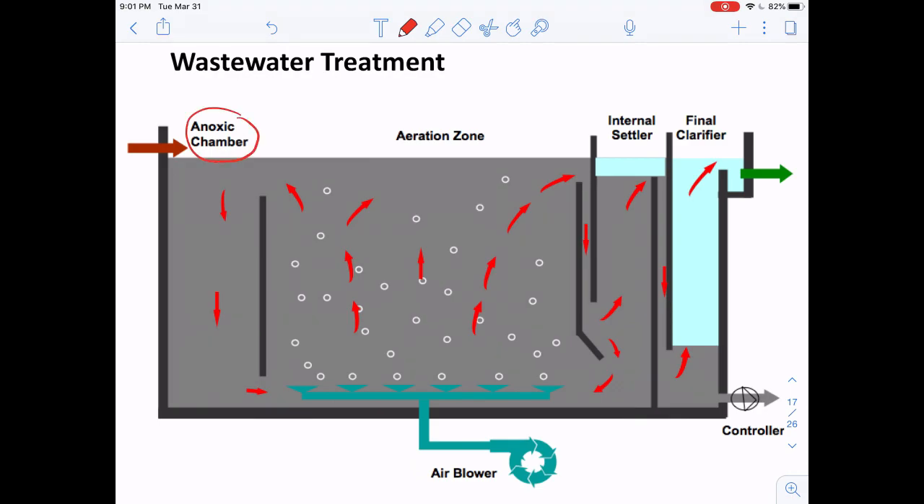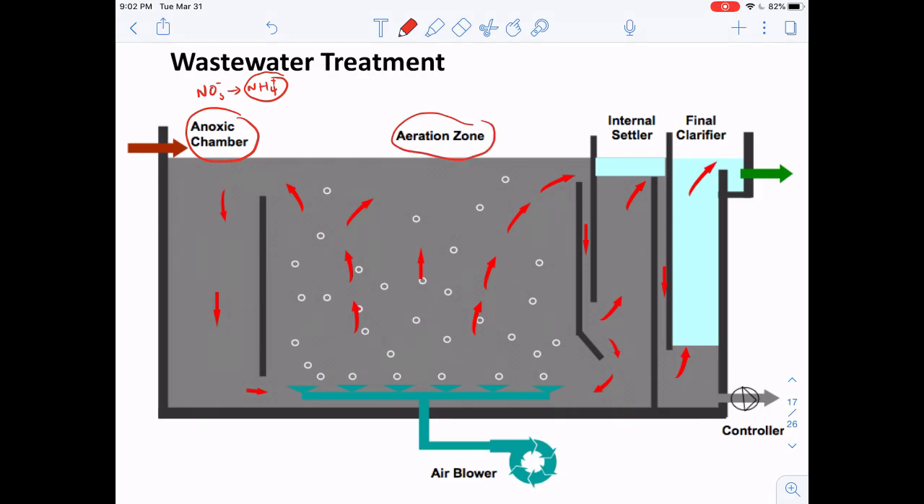Okay, so what happens in the anoxic chamber is that we're achieving the denitrification, which is converting the nitrate into ammonia, or the ammonium ions. Okay, so by doing this, we can further enhance the oxidation process of these nitrogen species. Okay, so basically after they are treated, they will be introduced into this aeration zone here.